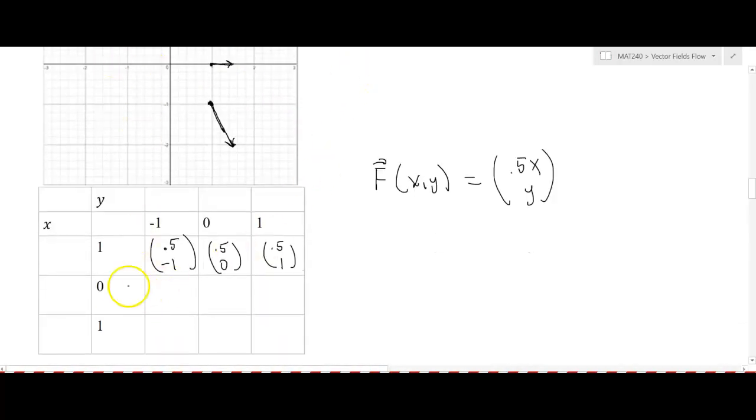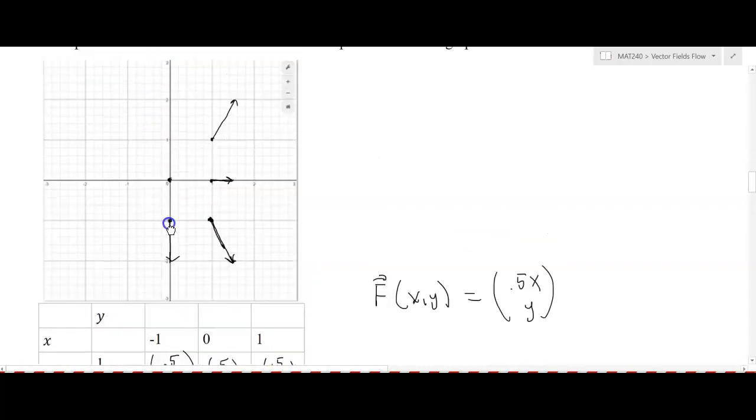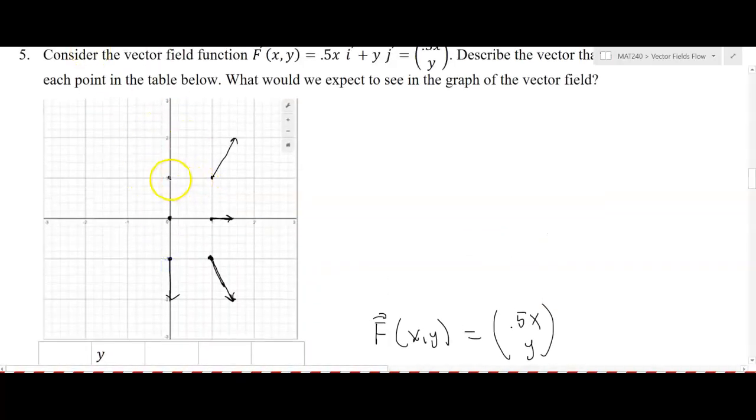And I can do the same thing for these next values. X is 0, so the x component's going to be 0 in all 3 of these. And then the y is negative 1, 0, and 1. So at the point x is 0, y is negative 1, that's this point, I have a vector that points 0 in the x direction and 1 unit down in the y direction. So that's going to be this vector here. And the vector 0, 0, well, that's at the point 0, 0, so there's no force at the origin if these were force vectors. And at the point 0, 1, I have the vector 0, 1. So we see that that's going to be the vector there.